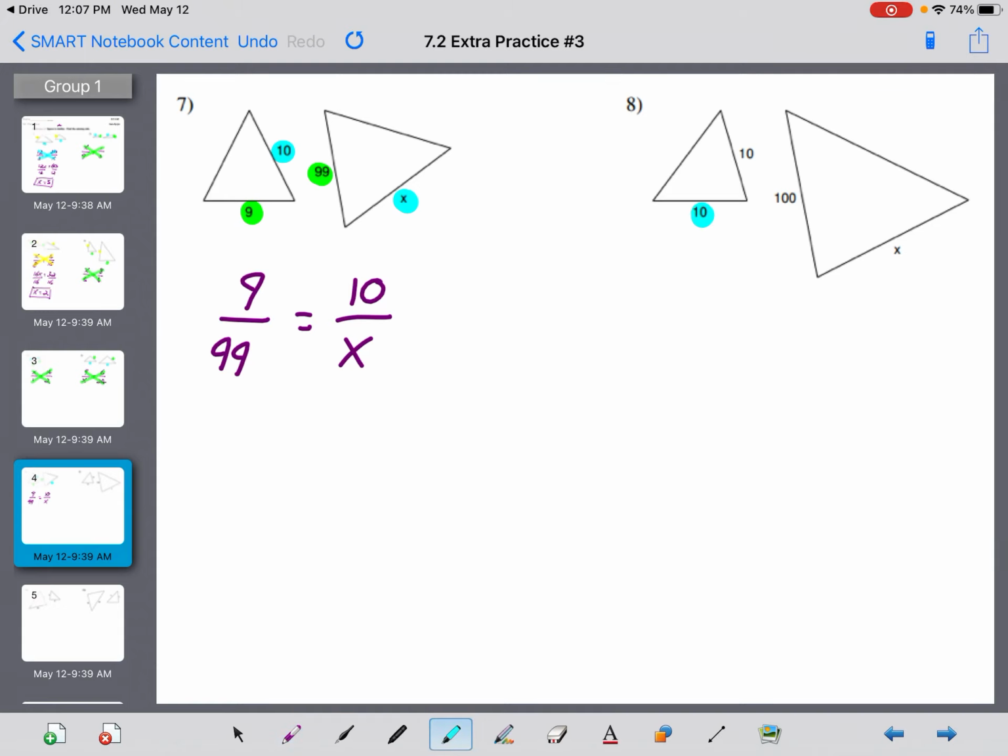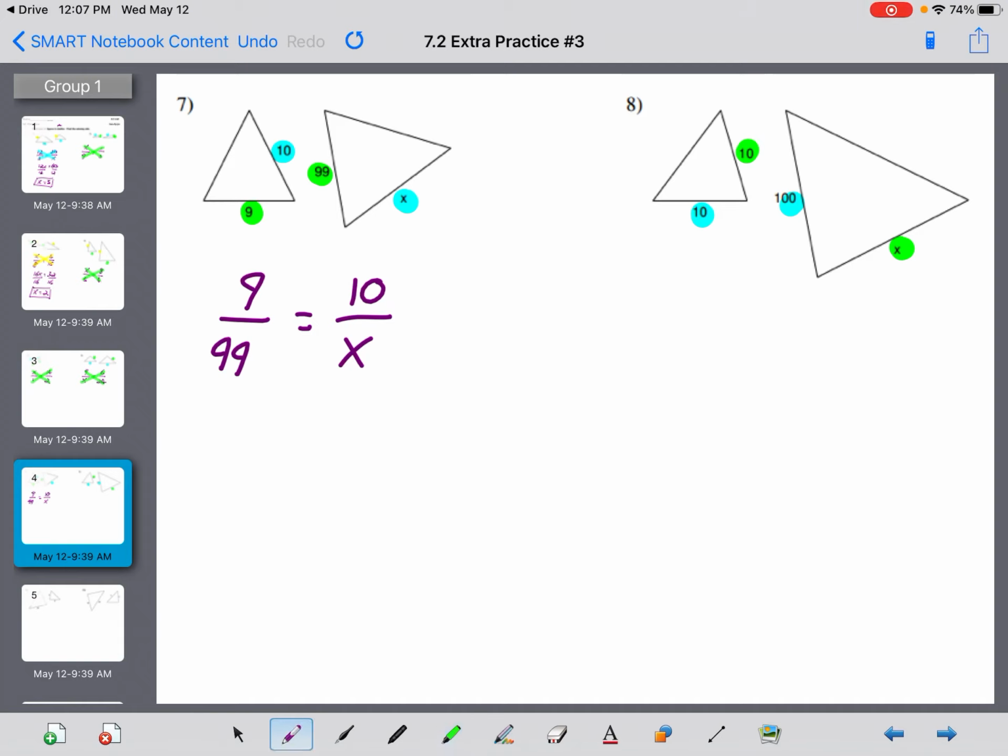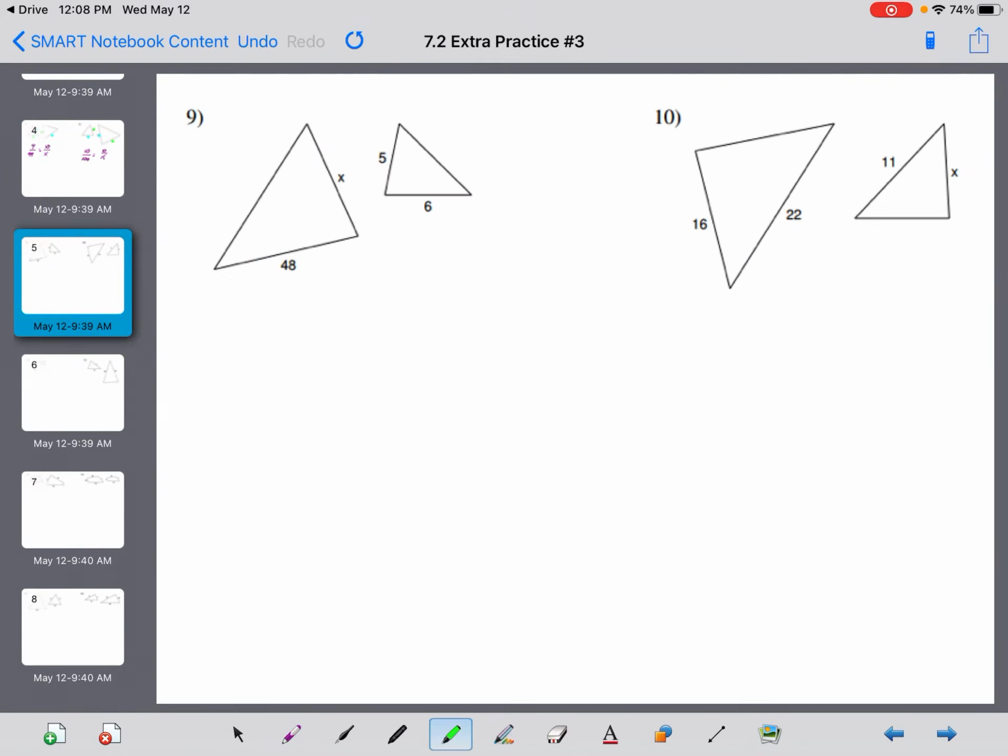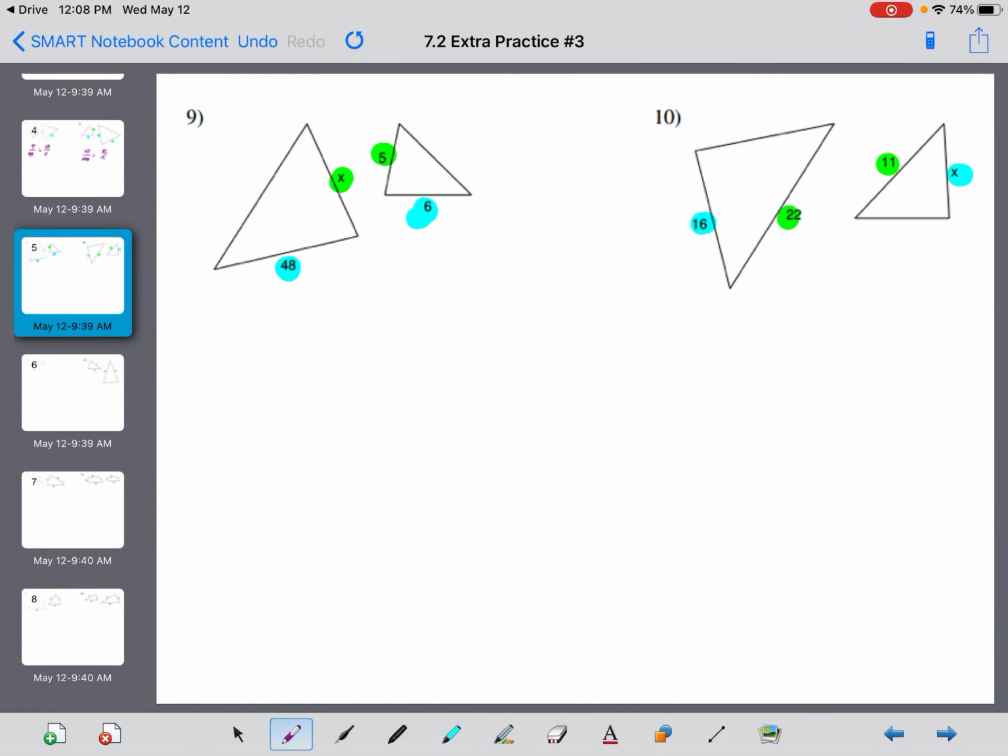Same scenario here. Rotate this triangle on the right counterclockwise. 10 corresponds to 100, and 10 corresponds to x. Again, we're going to continue to match up the corresponding sides through rotation. X corresponds to 5. 48 corresponds to 6. And here we have 22 corresponding to 11, and 16 corresponding to x. So we have 48 over 6 equals x over 5, and this one we have 16 over x equals 22 over 11.